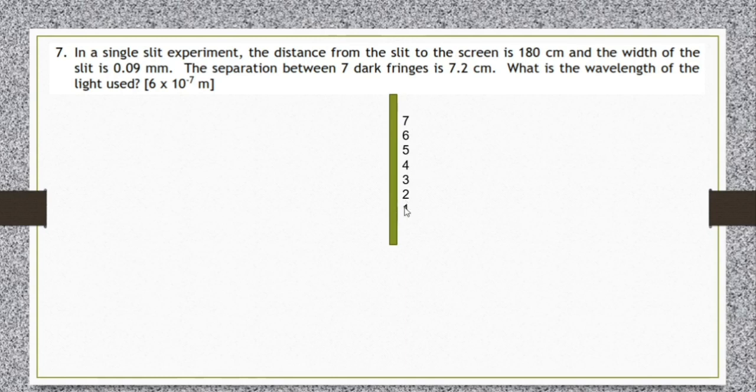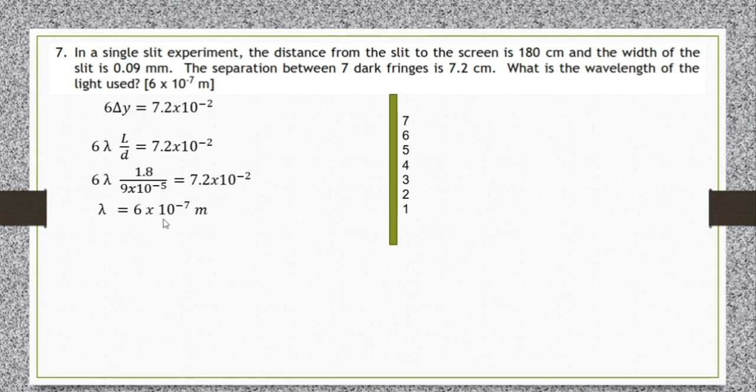We have 1, 2, 3, 4, 5, 6 delta y. So 6 delta y is equal to 7.2 centimeters, 7.2 times 10 to the minus 2 meters. We want to find the lambda. Delta y is lambda L over D. Yeah, so we can substitute L and D using the amount given, 1.8 meters and 9 times 10 to the minus 5 meters here. And lambda can be calculated to be 6 times 10 to the minus 7 meters.